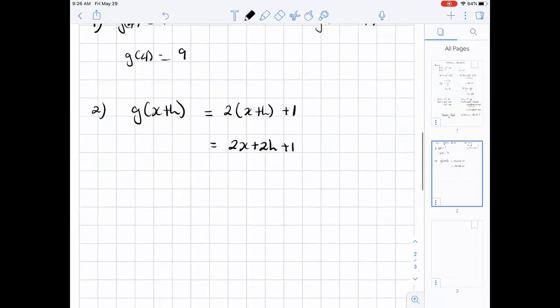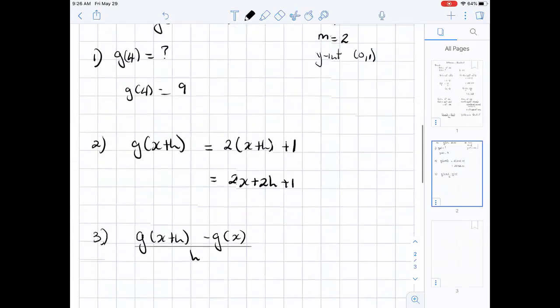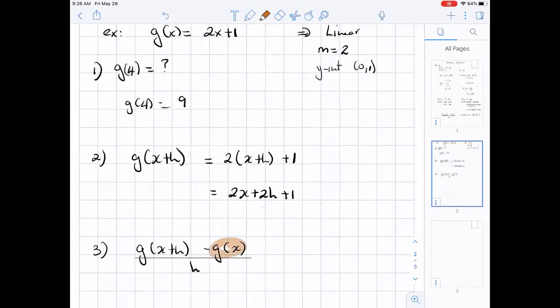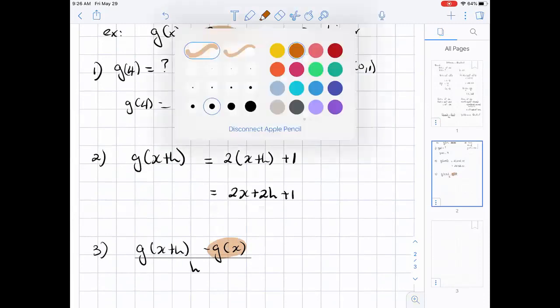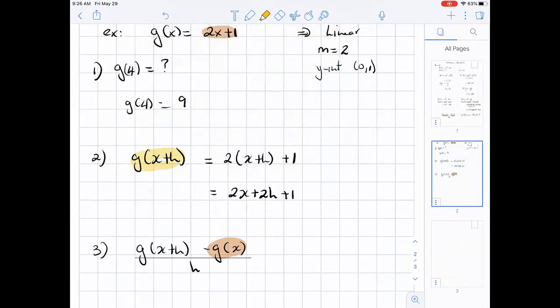Now, realistically, part 3: what is g of x plus h minus g of x, everything divided by h? Well, remember, g of x was given to you. This is a given. And you just found g of x plus h. This is your g of x plus h.